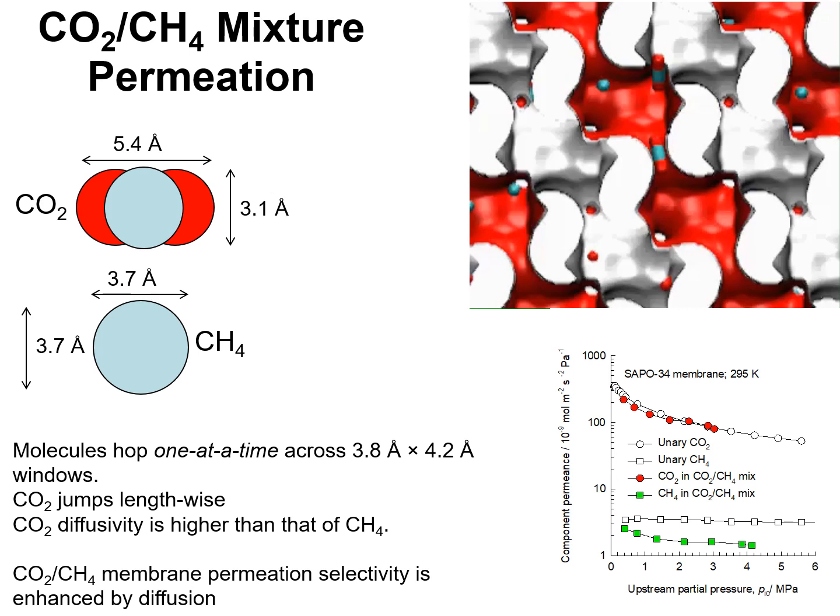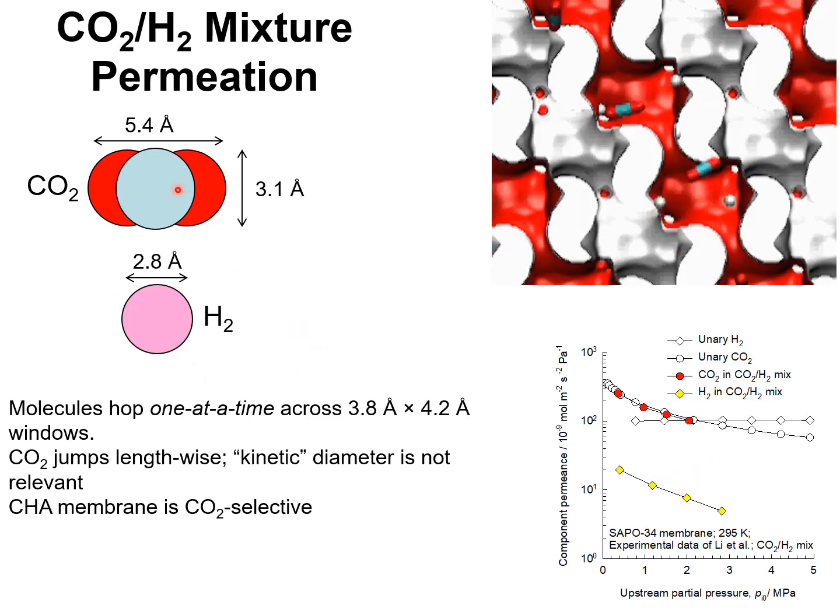This is because methane not only has a lower diffusivity than CO2, but it also has a lower adsorption strength. Both adsorption and diffusion favor CO2, and therefore the CO2 methane membrane permeation selectivity is significantly in favor of CO2.